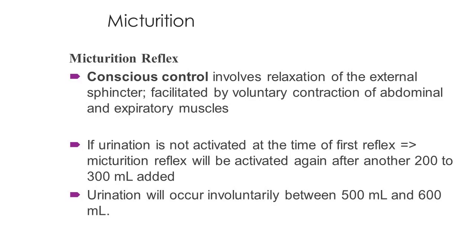Now, if urination doesn't happen with the first reflex, and you add another 200 to 300 mils, your system's going to override your voluntary control. Your bladder's not going to rupture. You're going to wet yourself. So, don't push it.